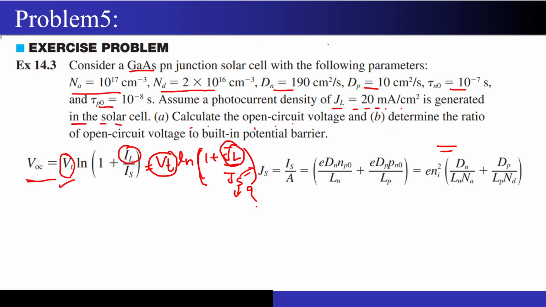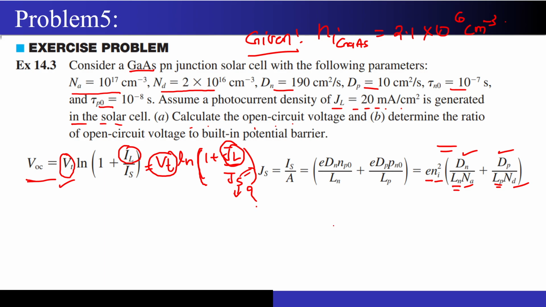By the way, one thing that has not been given is the Ni of gallium arsenide. The Ni of gallium arsenide is 2.1 into 10 to the power 6 per centimeter cubed. So this is what has been given to me. Ni I know, q I know. Dn has been given to me, Dp has been given, Nd has been given, Na has been given. But what about the Ln and Lp?